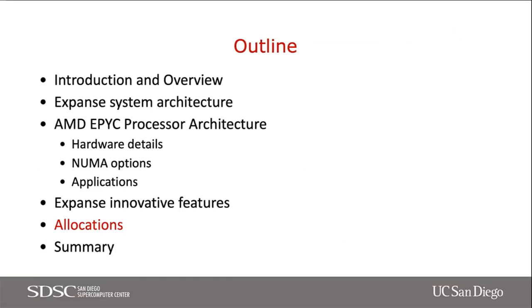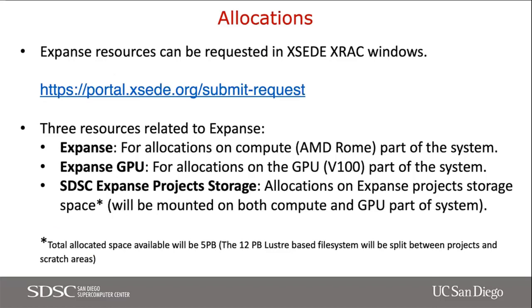In terms of allocations, Expanse will show up as a resource right now on XSEDE XRAS windows. So if you're looking to submit proposals, that's one of the options. There are 3 resources that are related to Expanse. There's the Expanse CPU, which is the allocations on the compute part of the system. Expanse GPU, which is allocations on the GPU V100 parts of the system. And then we have allocated project storage. These are allocations on the Lustre file system, essentially.